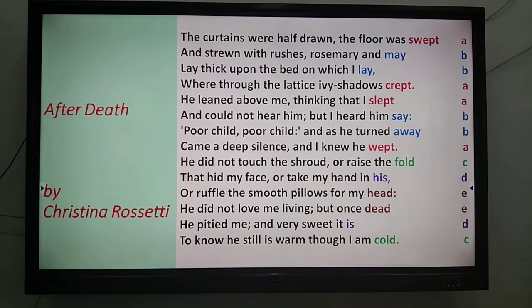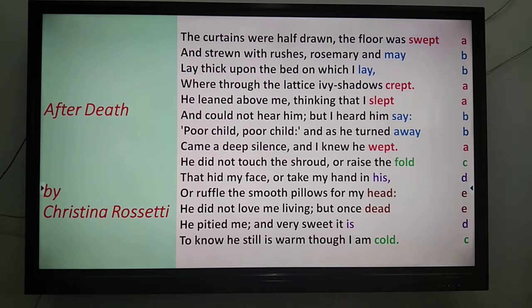Now if we see the rhyme scheme on the right, it is A, B, B, A, A, B, B, A, C, D, E, E, D, C. Now if you notice the red, that is A, and all the words are rhyming. Swept, crept, slept, wept. So whenever we have anything like this, we take the first alphabet A. And when there is a change in the rhyme scheme, we take the next alphabet and that will be B. May, lay, say, away. Now the first one was swept, crept, slept, wept. Next is may, lay, say, away.